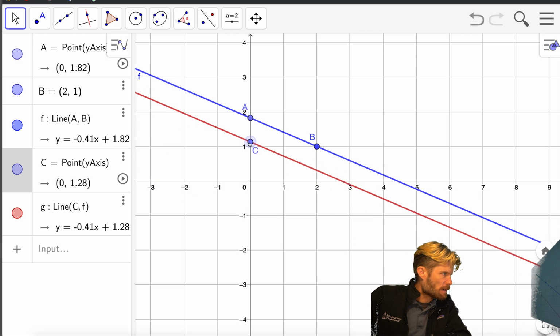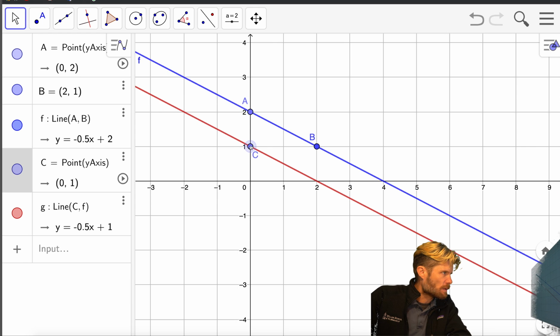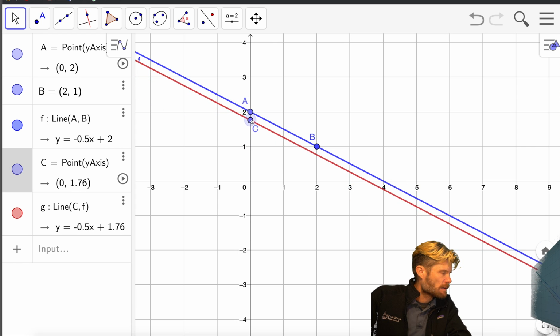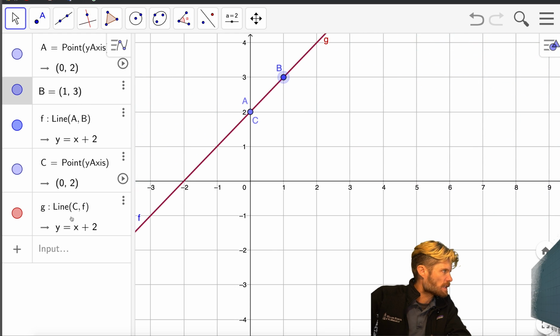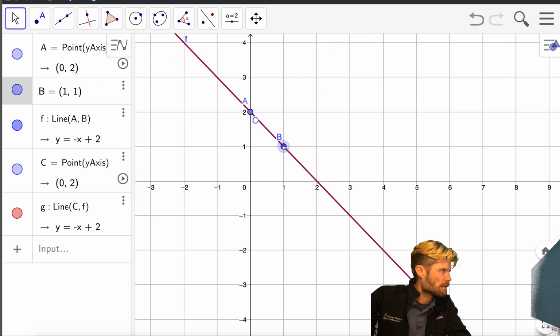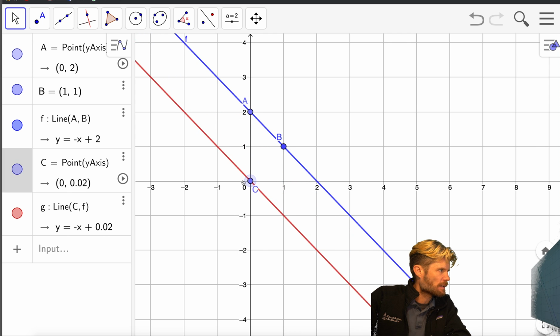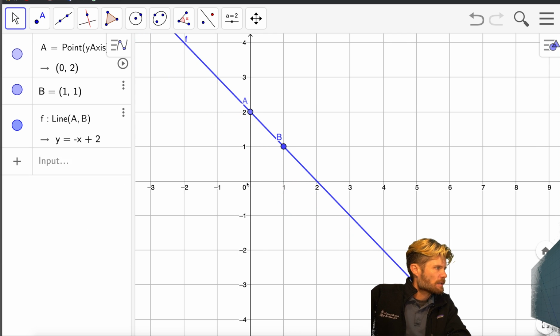Now, they can't be parallel if they're the same line. So if I were to make the y-intercepts the same, then no matter what I do here, you see these lines are the same now. And these aren't parallel. In fact, look, the line is kind of purplish, right? Because red and blue together. So let's get rid of this one.